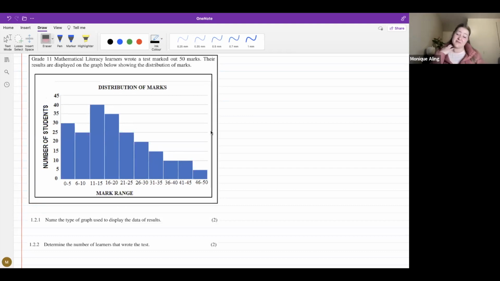Okay. Histogram has spaces between them. Bar graph has spaces between them. Okay, so it looks like we're mixing up the two. So let's just remind ourselves.